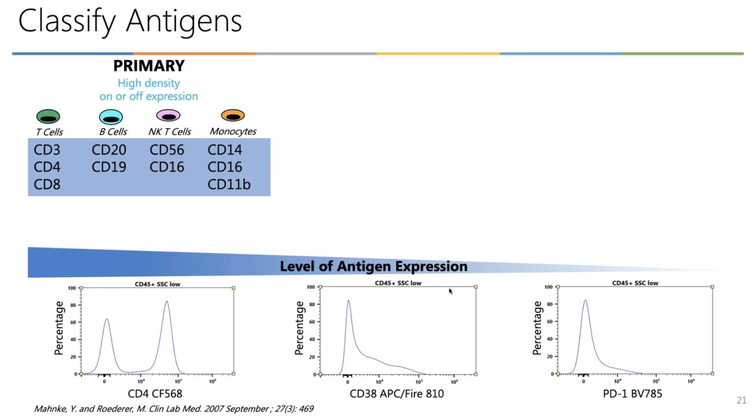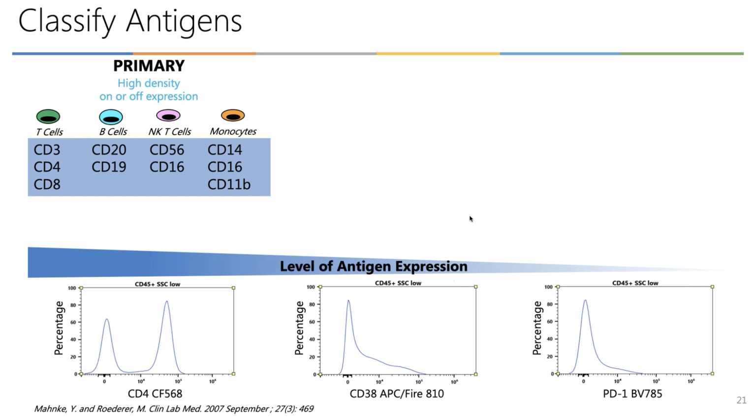When it comes to classifying the antigens, basically what we're going to focus on is three groups. And think about, if you are drawing your gating strategy, what are you going to use at the very top to identify the main populations? Those are the antigens that we call primary. Which ones are coming next in your gating strategy? Those are the secondary. And then which ones are at the bottom, which we call the tertiary.